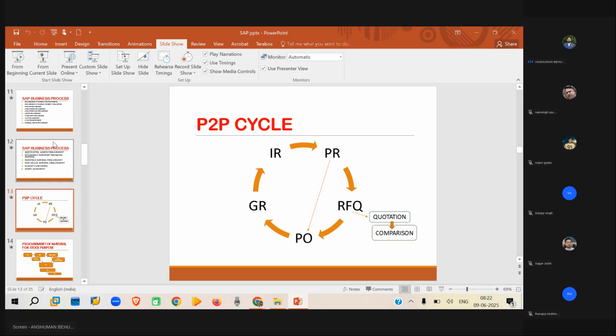Now with respect to that purchase requisition, if you know the supplier, meaning from where you want to purchase it, for example, let's say you want to purchase a mobile.